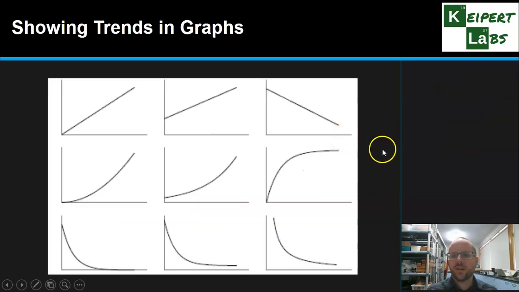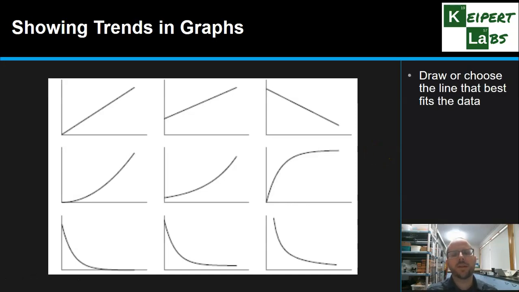Okay, and it comes down to that idea that trends in graphs come down to whatever fits the data the best. So draw or choose the line that is being shown based on what fits the data the best. Sometimes a bit of trial and error is necessary for you to judge which way will look the best. Do we have a straight line relationship?